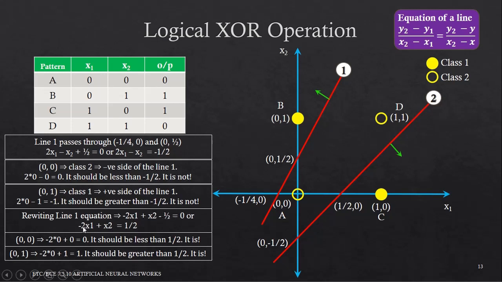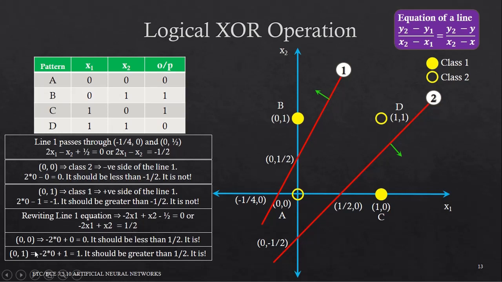Now let us check the same points again. 0, 0 is a class 2 point. It should lie on the negative side of the line. Minus 2 into 0 plus 0 should be less than half. Yes, 0 is less than half.